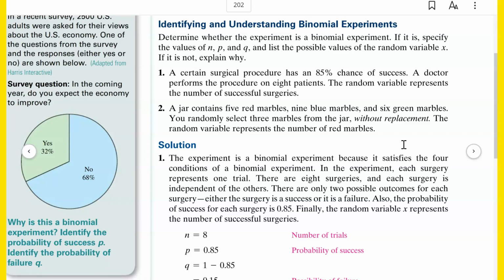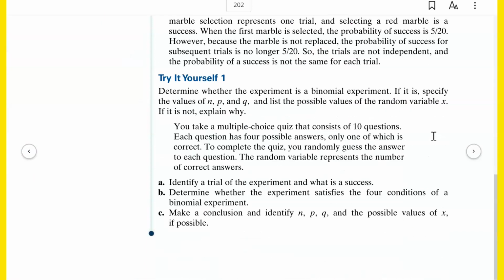So if you get a red marble first, the probability of getting a red marble next is going to be less than it was the first time. If you pick anything but a red marble the first time, then the probability of getting a red marble on the second one is going to be greater than it was the first time. So if this had said with replacement, so that your probability of getting a red marble is exactly the same every time you pick one, then it would have been binomial. All right, moving to the next page.